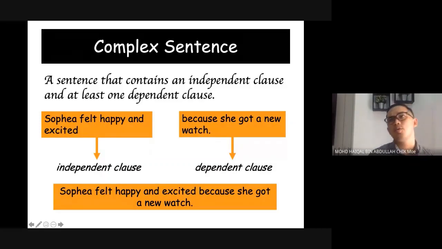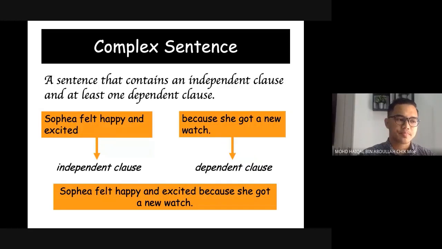There are other words, like after, for example, after 30 minutes, the police arrived at the scene. Before, for example, before dusk, dawn versus dusk. Before dusk, Ali and his family went home. Those are samples of complex sentences.